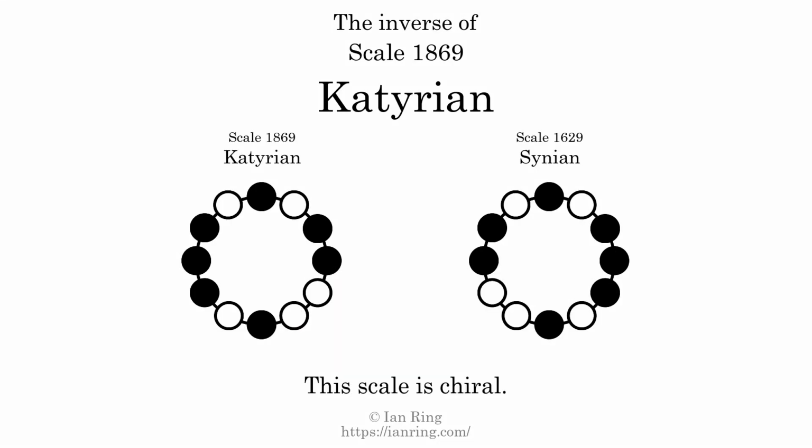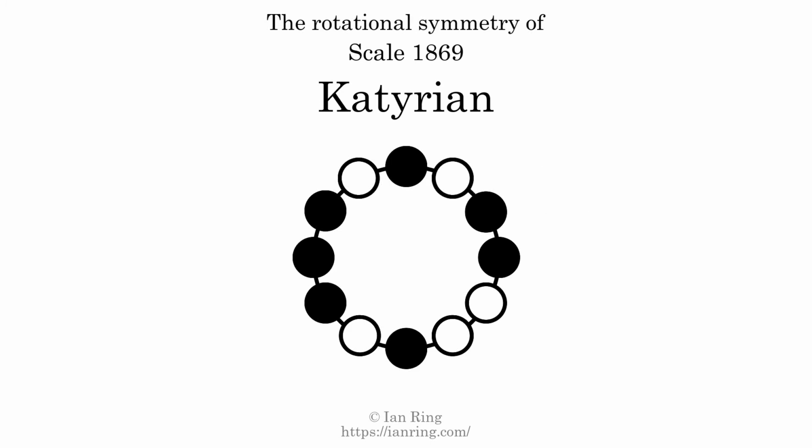The inverse of a scale is a mirror image. It is what you get when the sequence of intervals is reversed. The inverse of this scale is scale 1629, also known as Yin. This scale is chiral. It cannot transform into its inverse by rotational transformation. This scale has no rotational symmetry.